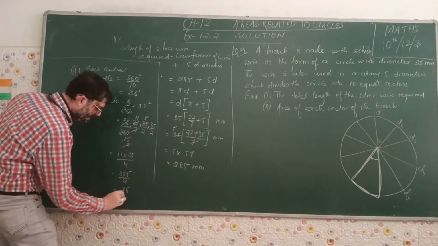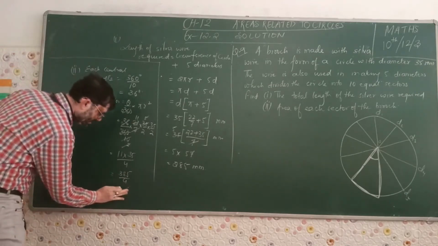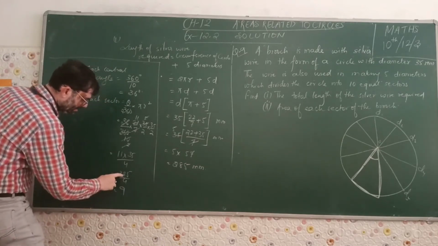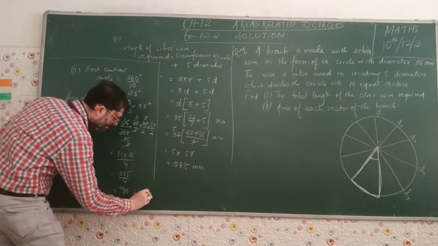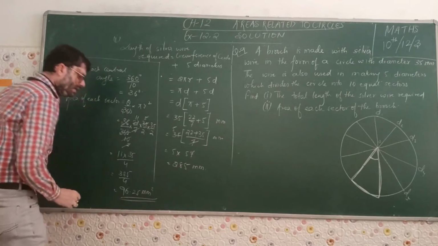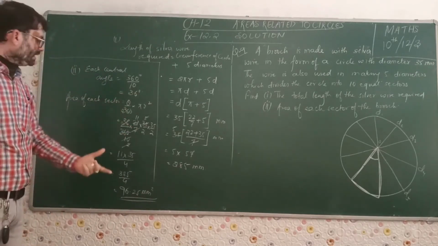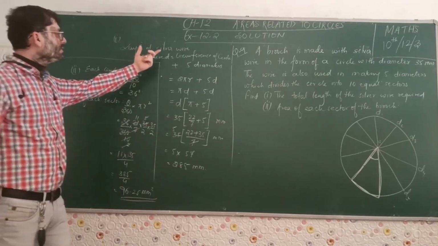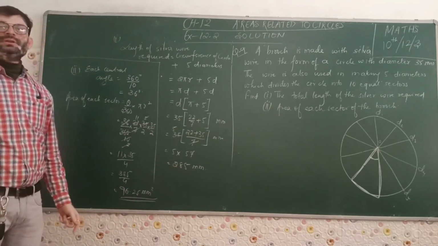This is 96.25 millimeter squared. So the area of each sector in the silver brooch is 96.25 millimeter squared, and the length of the silver wire that was required to make the brooch is 285 millimeters.